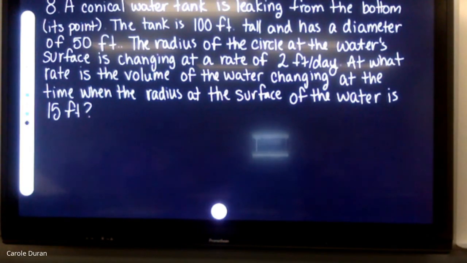Okay, so this problem says the conical water tank is leaking from the bottom, which is its point. The tank is 100 feet tall and has a diameter of 50 feet. The radius of the circle of the water surface is changing at a rate of 2 feet per day. At what rate is the volume of the water changing at the time when the radius of the surface of the water is 15 feet? And of course, we're gonna do this one on Monday.